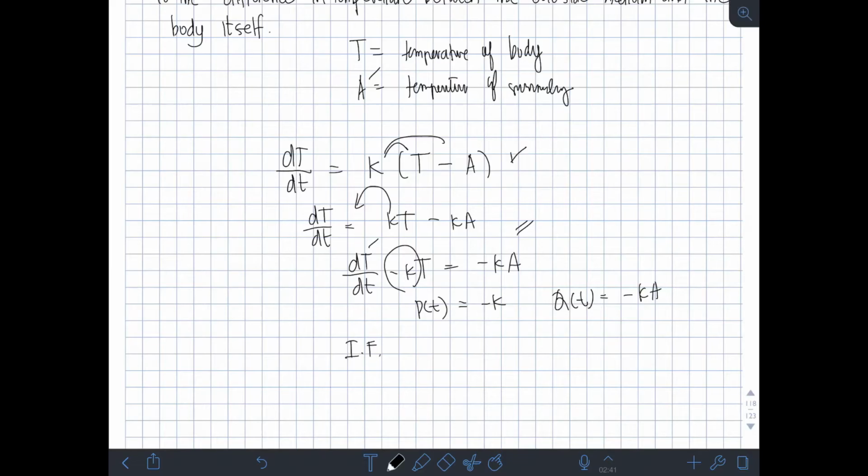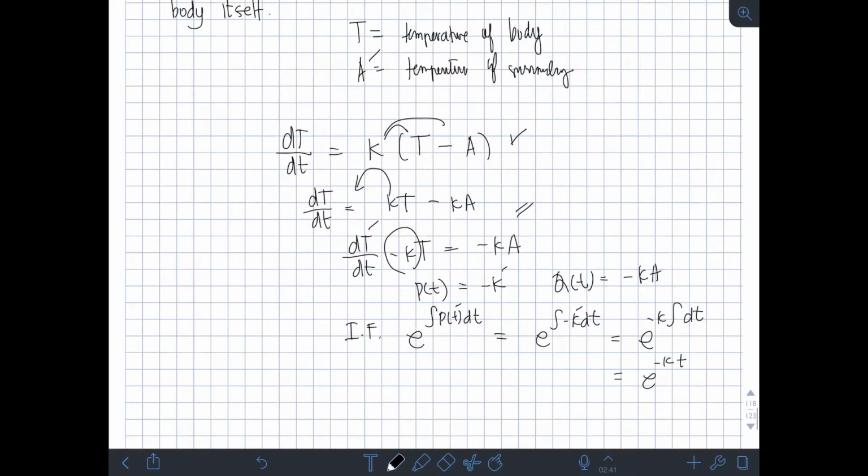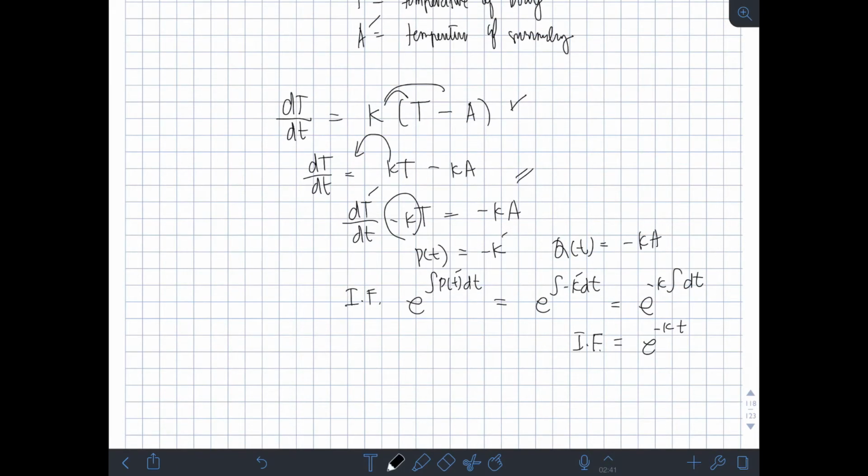So, integrating factor is equal to e raised to integral ng P of t dt. So, substitute natin, e raised to integral ng P of t is simply negative k dt. Or, equal sa e raised to negative k, constant naman si k, so igigilid ko na lang, then integral ng dt. Or e raised to negative k times integral ng dt is simply t. So, meron tayong e raised to negative kt as the integrating factor. Now, yung general solution natin for the linear differential equation is T times integrating factor equals integral ng Q of t times integrating factor dt plus constant.